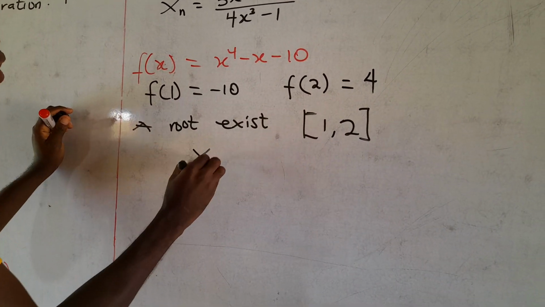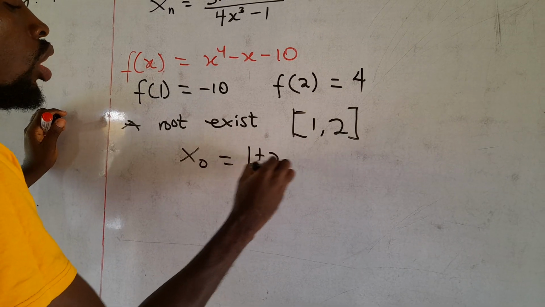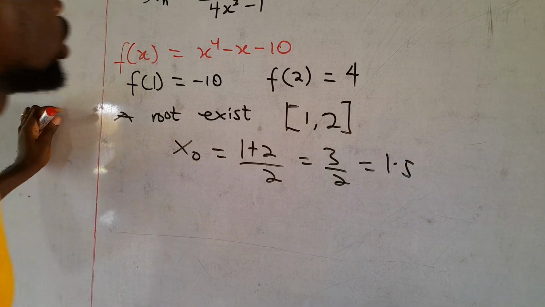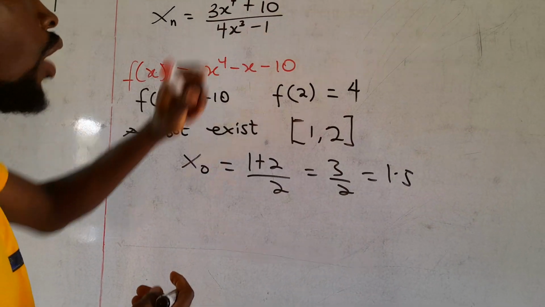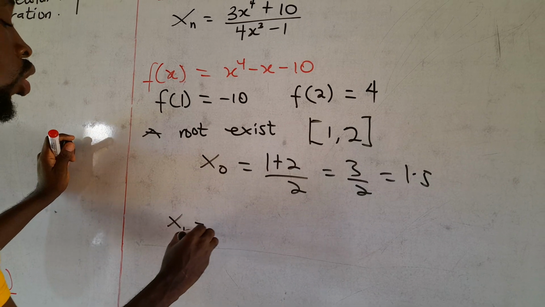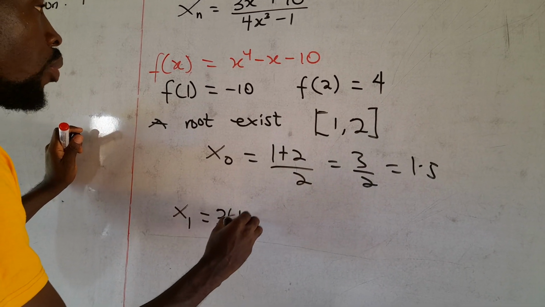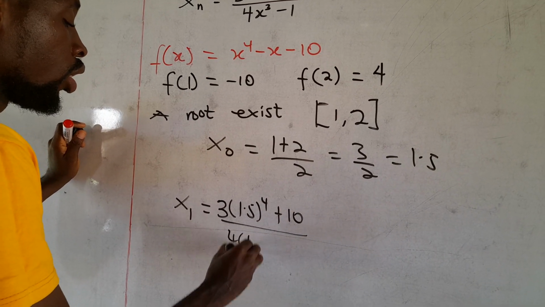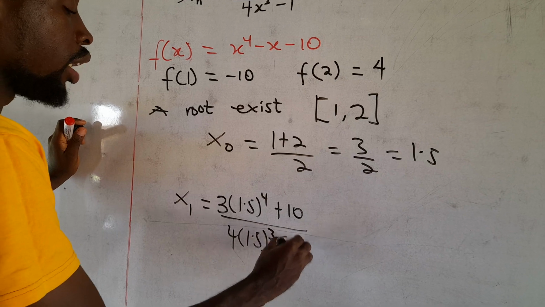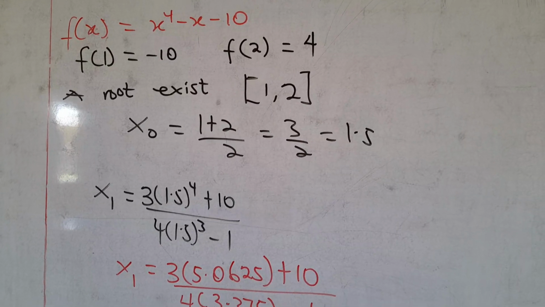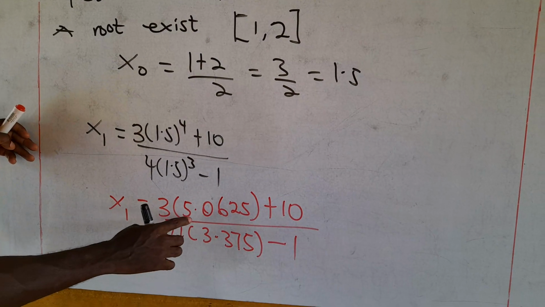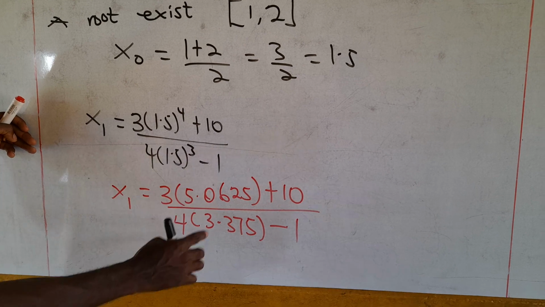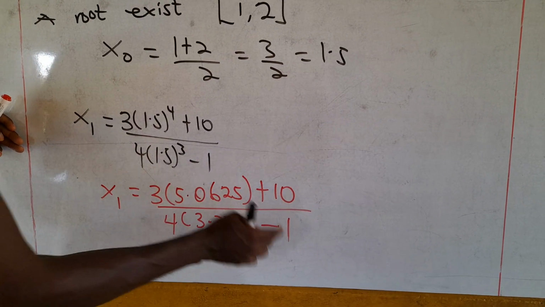Now we can find our x0. Our x0 will be equal to 1 plus 2 divided by 2. 1 plus 2, 3 divided by 2 will be 1.5. So we get our x1 by substituting our x0 there. So our x1 will be equal to 3 bracket 1.5 exponent 4 plus 10 over 4 bracket 1.5 exponent 3 minus 1. So when we evaluate 1.5 exponent 4, we'll get 5.0625, then plus our 10. 1.5 exponent 3 will give us 3.375, then minus 1.